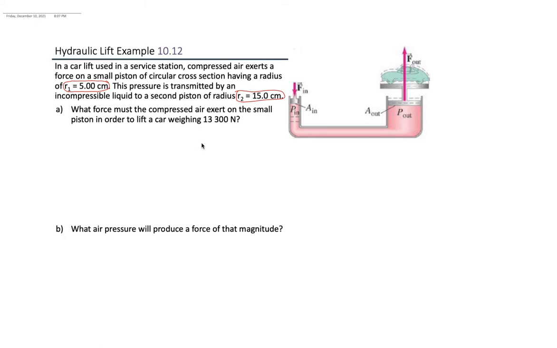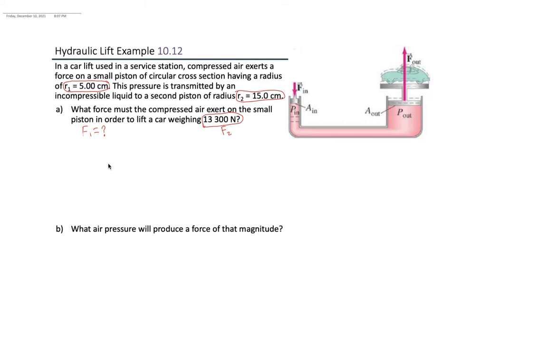And we are given that to lift the car we need this much force. This is the weight of the car, so we need to apply at least this much force to the car. So this is F2. Okay, and we need to determine what is F1, how much force we need to apply so that F2 is this number.